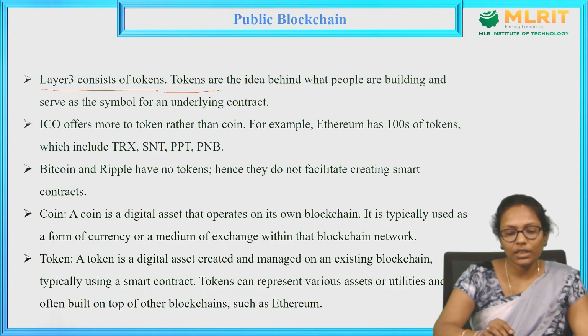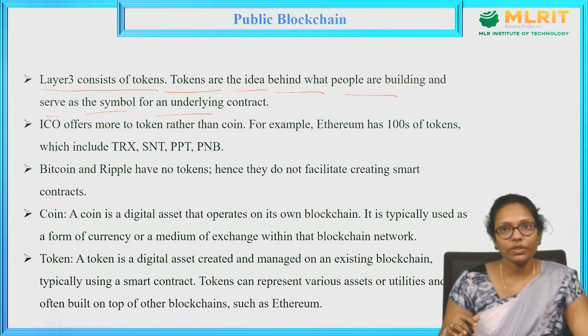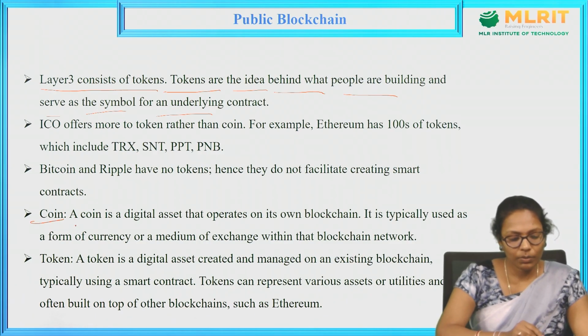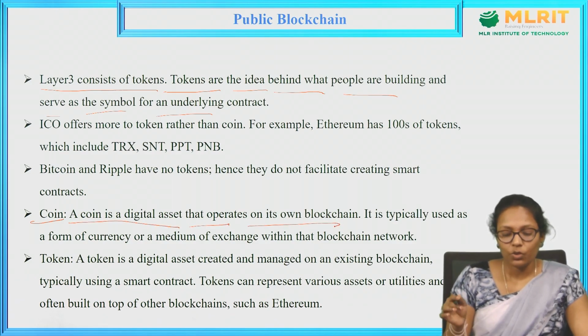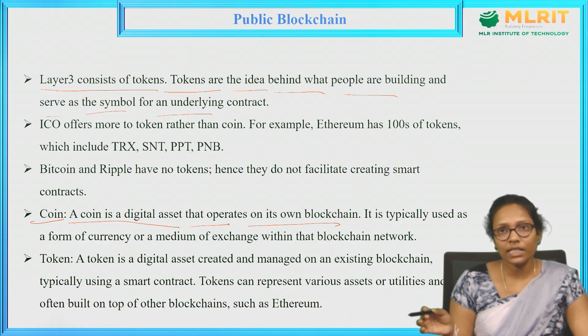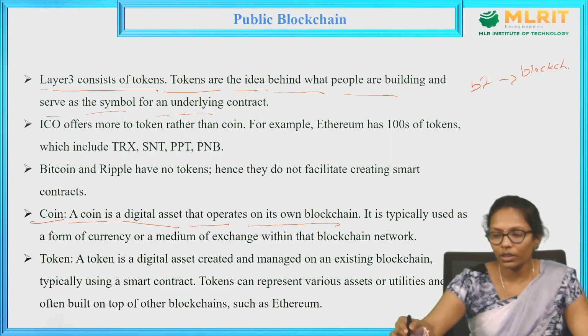So layer 3 consists of tokens. Tokens are the idea behind what people are building, and serve as a symbol for an underlying contract. Before discussing layer 3, first we will see the difference between a cryptocurrency coin and a token. A coin is a digital asset that operates on its own blockchain. For every cryptocurrency, it has its own blockchain. For example, Bitcoin has its own public blockchain network.